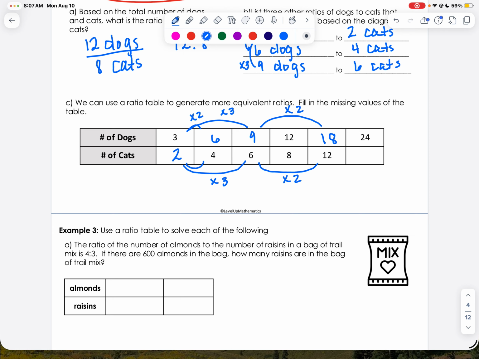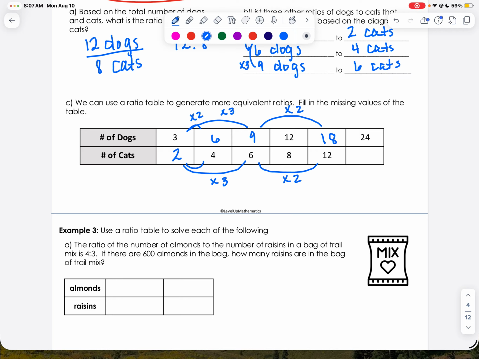All right. Now, in our last box, they want to have 24 dogs. So I want you to use something in the table to determine the number of cats. Pause the video and try this one on your own. When you're done, press play to check your answer.